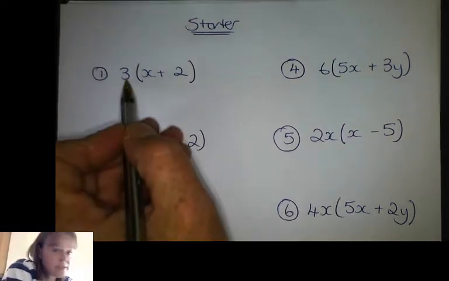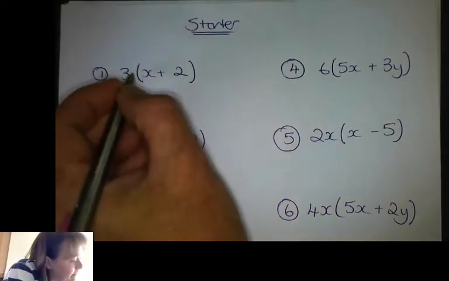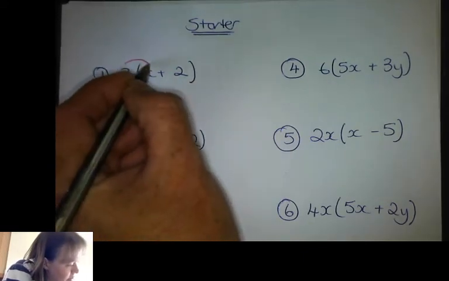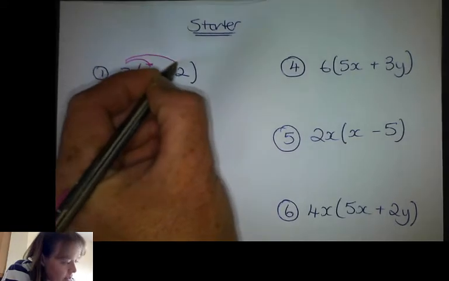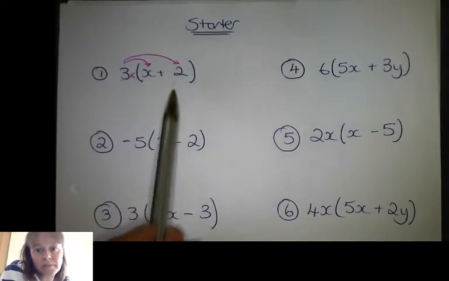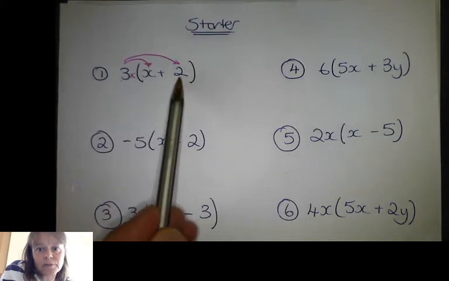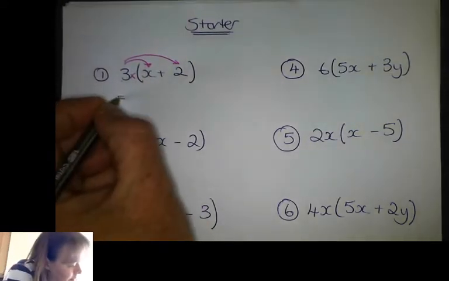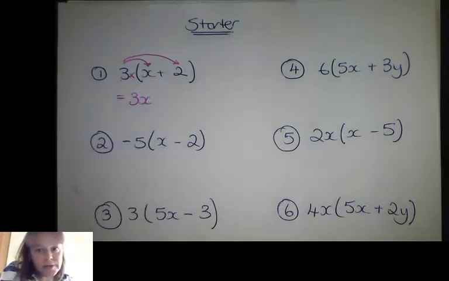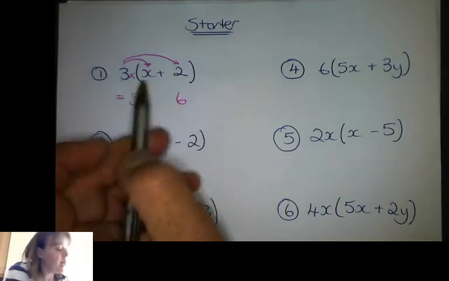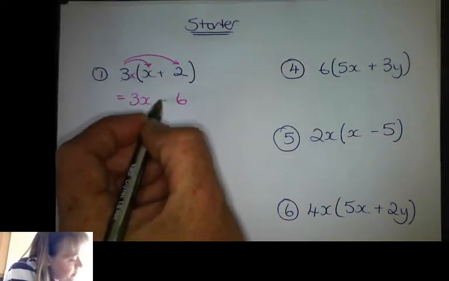So firstly, what does this mean? Well, this means 3 multiplied by everything that's in this bracket. So I need to do 3 times this bit, and I need to do 3 times this bit at the end. And this is the bit that often people forget. So if something goes wrong, it will be that you forgot to multiply this bit by 3. So 3 times x, I can write as 3x. That's nicer than 3 times x. And then 3 times 2 is 6. And actually everything's positive, so this is going to be a plus sign.